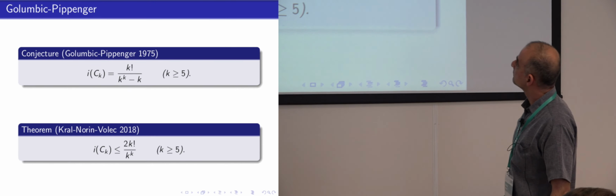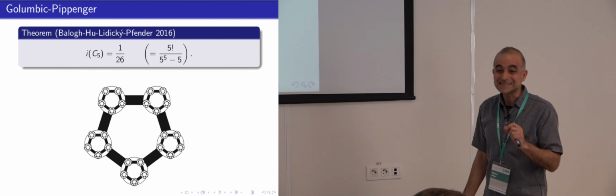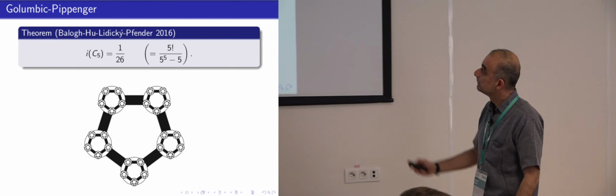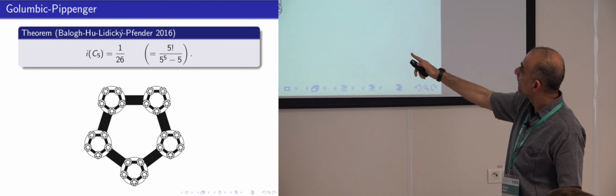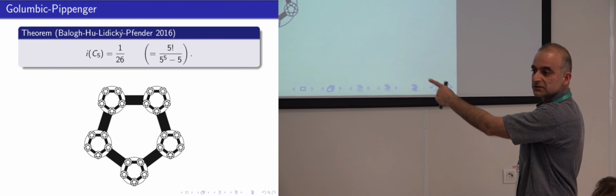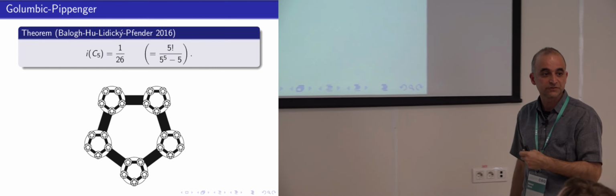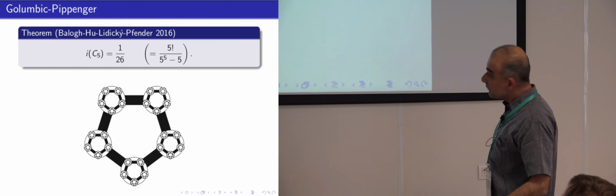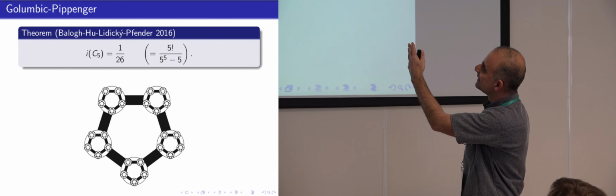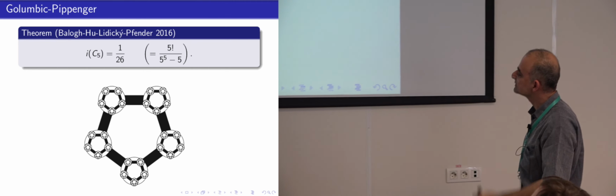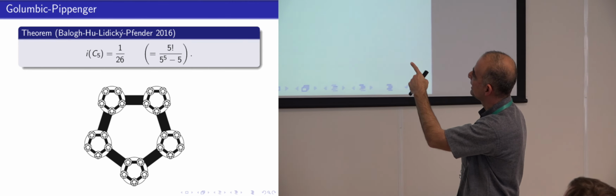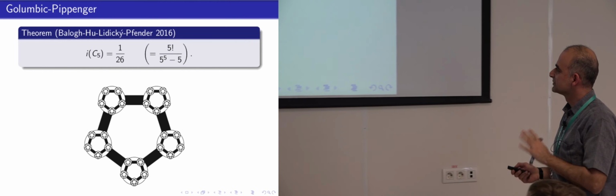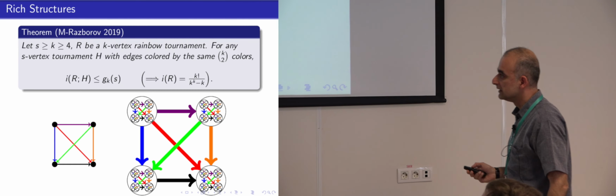However, when k is equal to 5, it is known by an intensive use of flag algebras. Balogh, Hu, Lidický, and Pfender in 2016 proved this theorem. Now, there's a clear lower bound given by the pictures, right? This particular graph has a 1 over 26 proportion of induced C5s, but the challenge is to get an upper bound. And so one way to prove the Erdős–Hajnal conjecture would be to prove the Pippenger–Golumbic conjecture. So actually the first thing I did in this area is I observed that this implies the Erdős–Hajnal conjecture for k equals 5, using something similar to that. But then we said we should try to do the whole thing, and eventually we did.